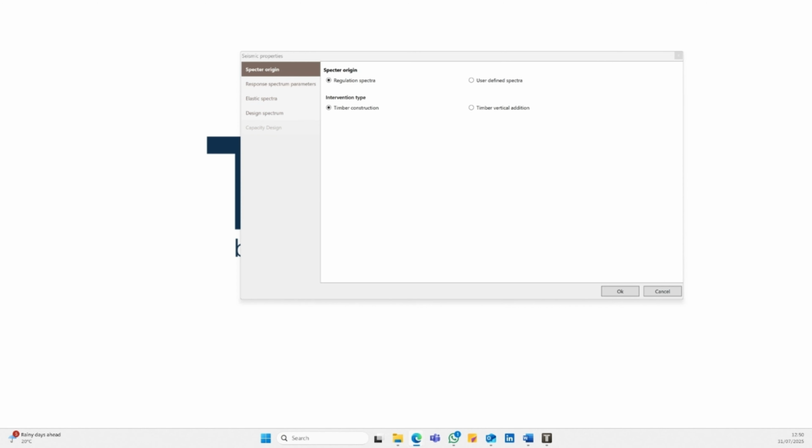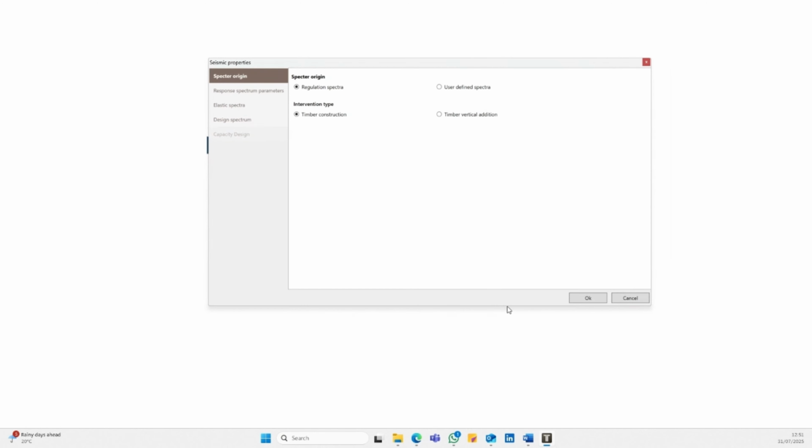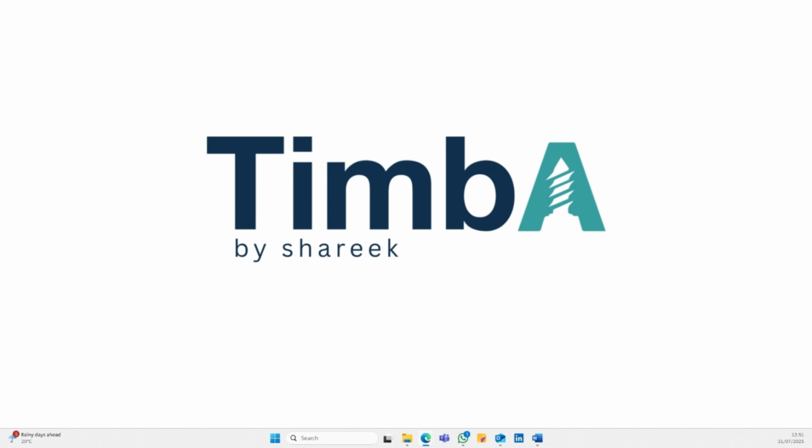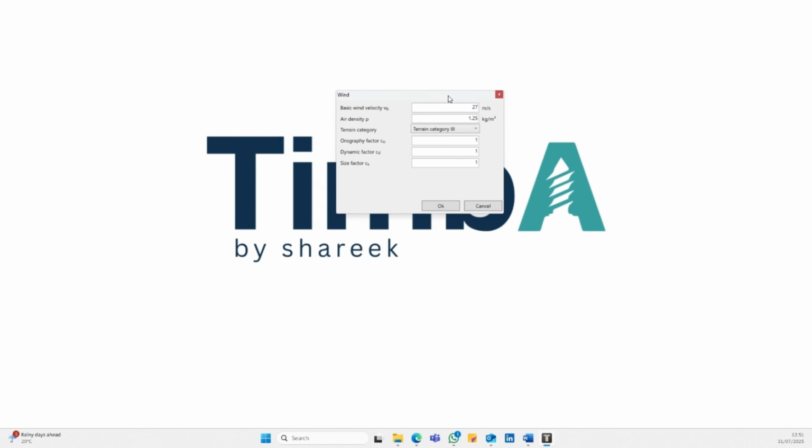Now that we've finished entering the seismic properties, let's treat that as our default input for now, and move on to the next window, which is wind. In this section, we need to enter the main wind parameters. First, the wind velocity. That's the basic wind speed for the site. Then, the air density, which affects how much pressure the wind applies.